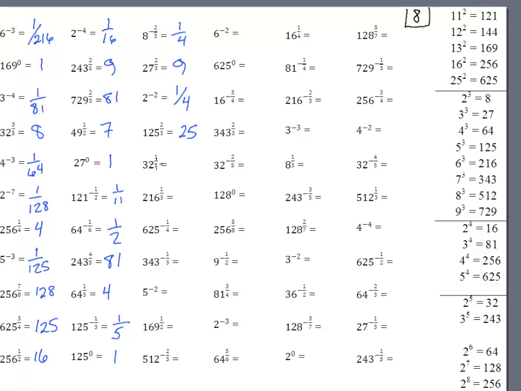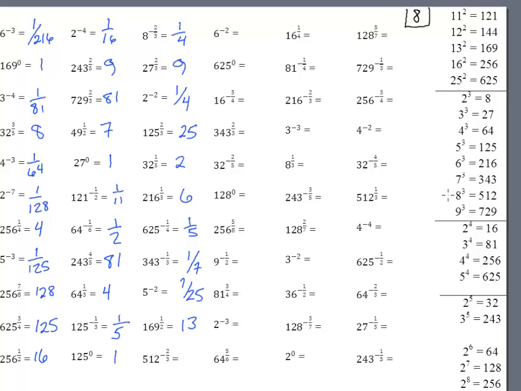32 to the 1/5 power, that's the 5th root of 32 is 2. 216 to the 1/3 is 6. 625, 4th root of that is 5. Negative exponent puts it on the bottom. 343 to the negative 1/3. Cube root of 343 is 7 on the bottom for a negative exponent. It's 1 over 25. Square root of 169, we left that one up here, is 13.